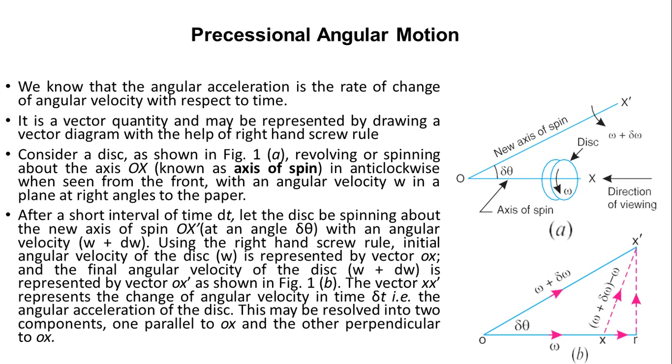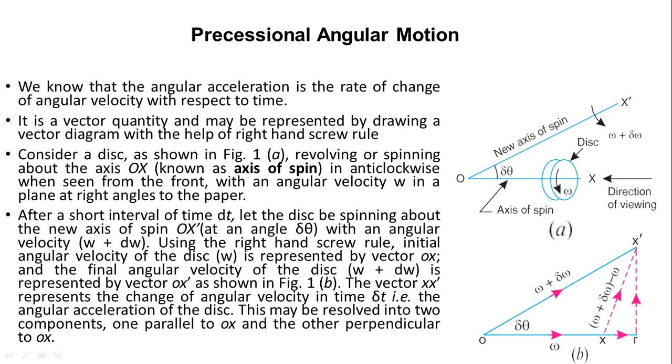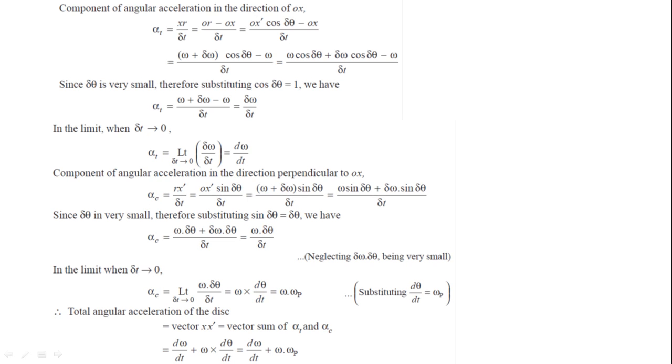So this will be resolved into two components. One is parallel to OX, and another is perpendicular to OX. So we're getting two components here, and if you take the component of angular acceleration in the direction of OX, that will be alpha t, which is nothing but xr by del t. That xr is nothing but OR minus OX. You can see this figure also. So that is nothing but OX dash cos del theta minus OX, divided by del t.